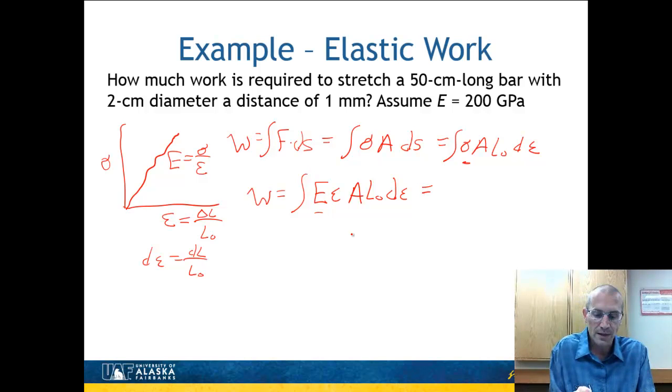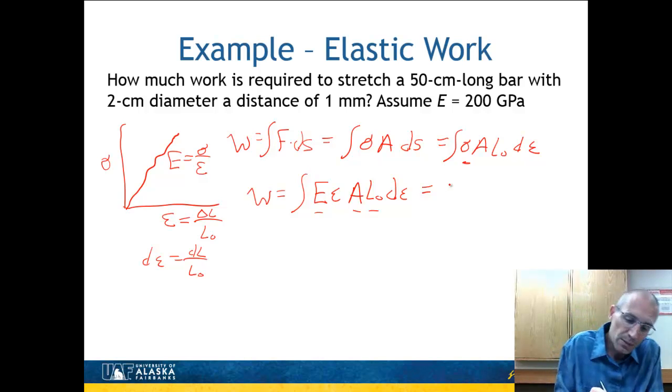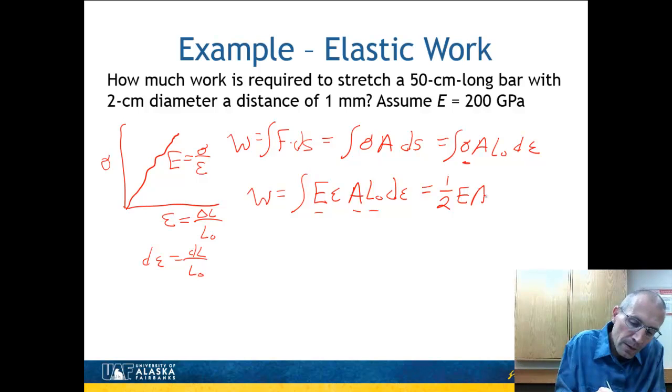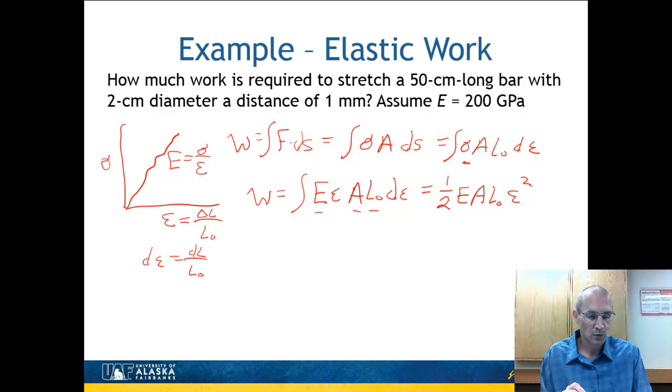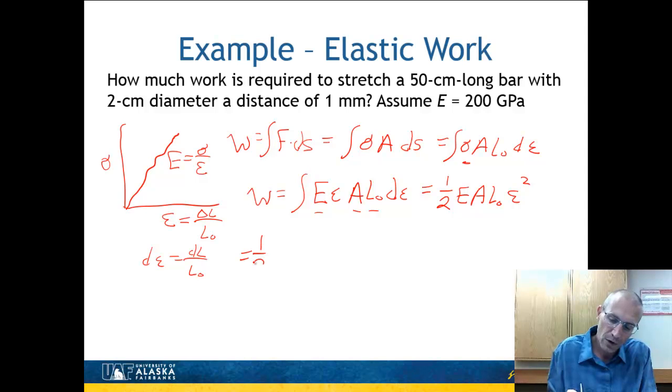Now, a lot of these are constant. E is constant, A and L naught is constant. So this ends up being equal to 1/2 E A L naught epsilon squared. So let's go ahead and evaluate that, put our numbers in here. So we're going to have 1/2, and E is 200 gigapascals, or 2 times 10 to the 11th pascals.